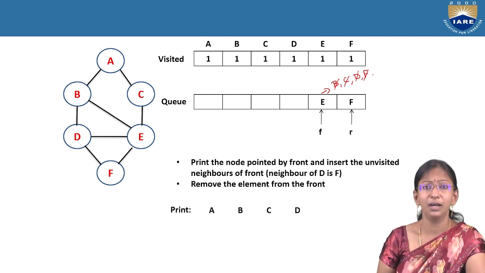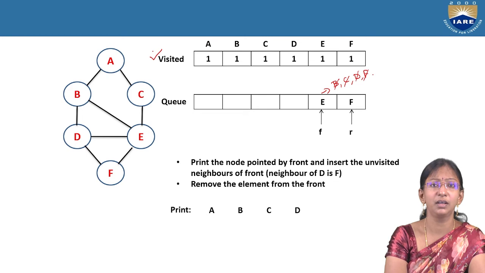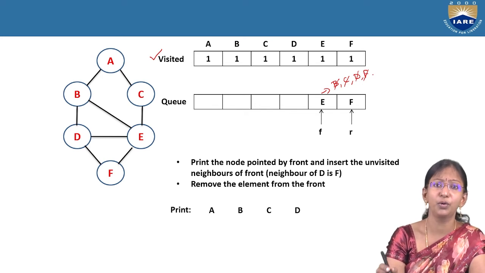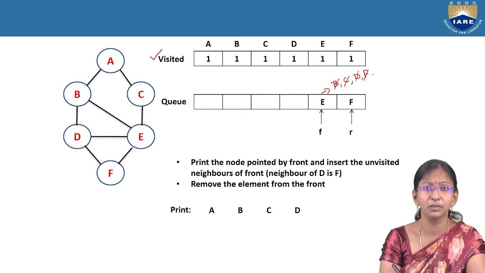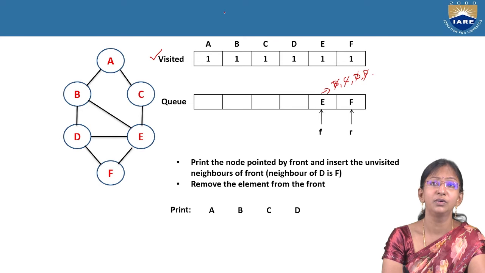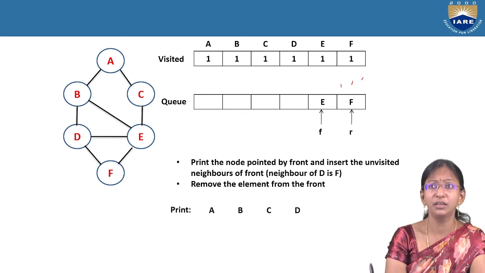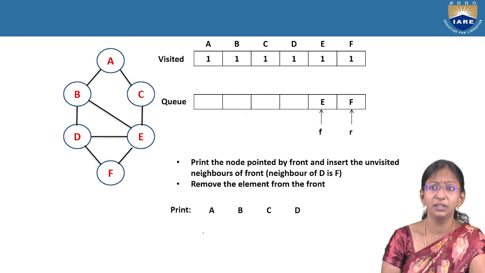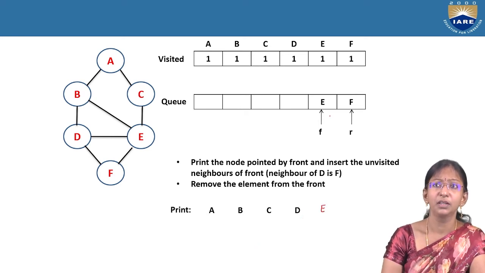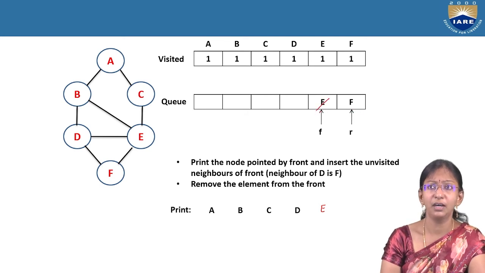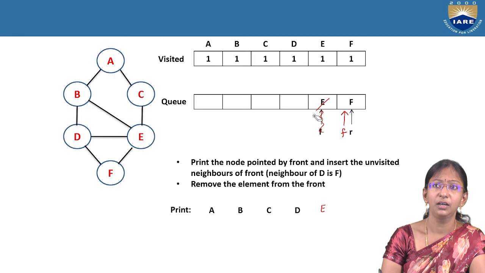Yes. How are we going to know that B, C, D, and F are already visited? Very simple point. That's why I have used the visited array. If the value in the visited array for that corresponding node is 1, it is visited, right? So that is the basic usage of the visited array in our whole breadth first traversal technique. Got it? So E does not have any unvisited neighbors. Sorry to say that. So I'm going to print the element pointed by front, which is E. Remove the element at the front, which means that my front will be incremented and point to the last element, which is F. Okay, right.